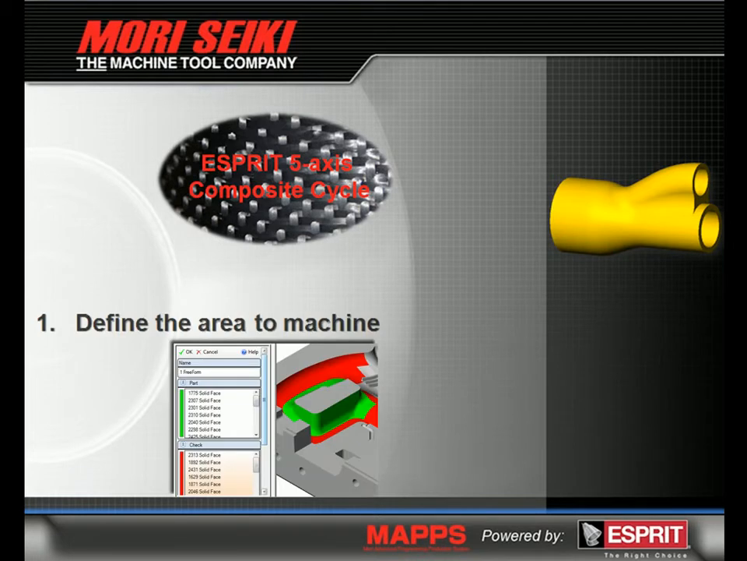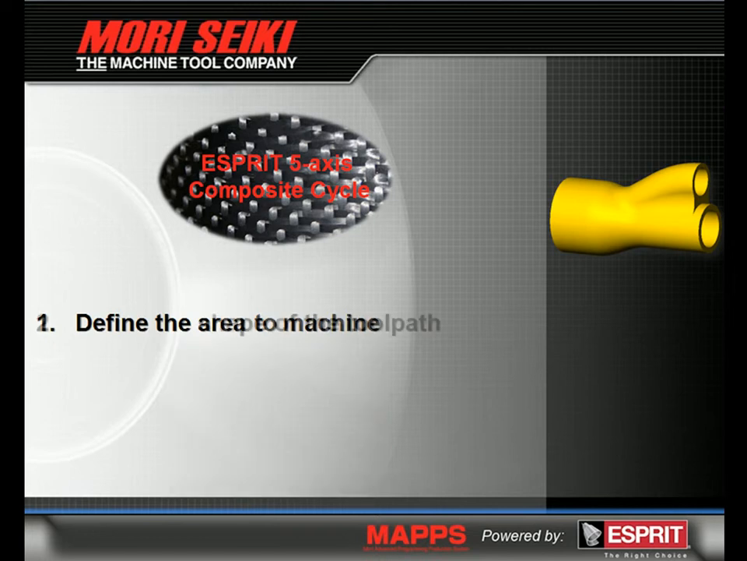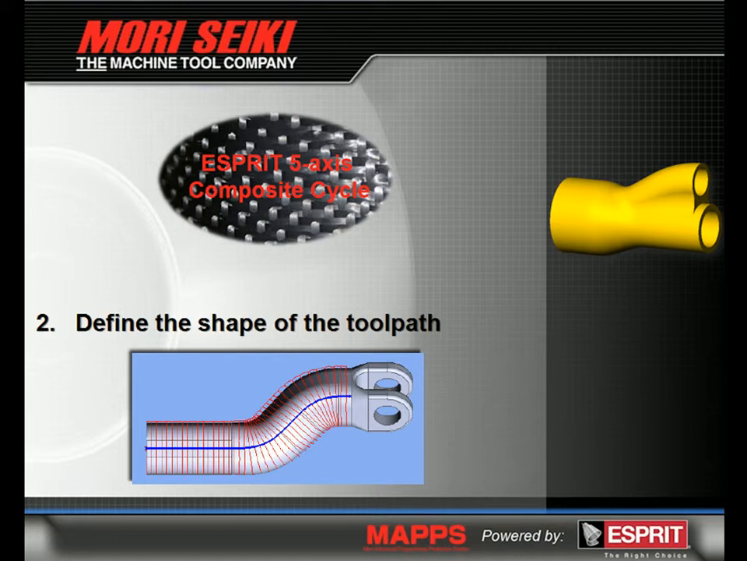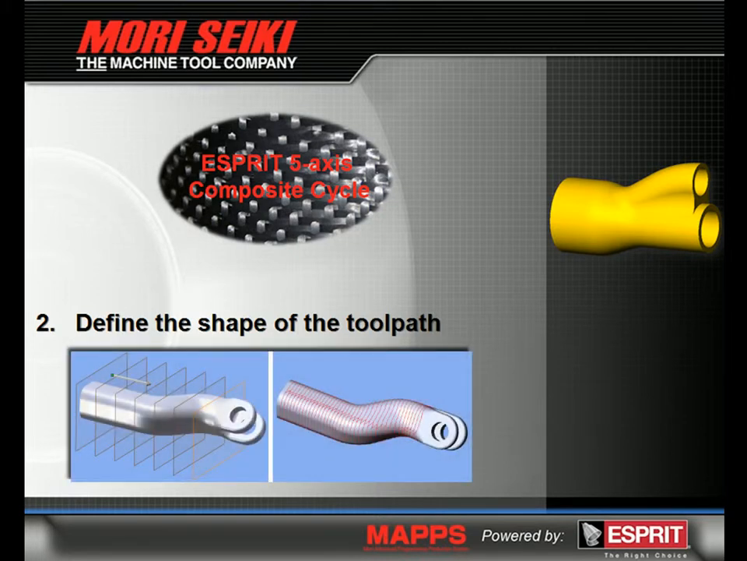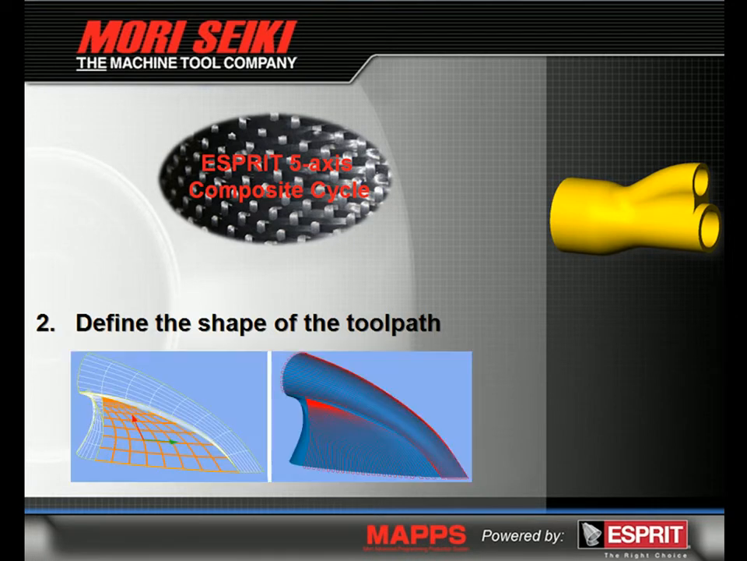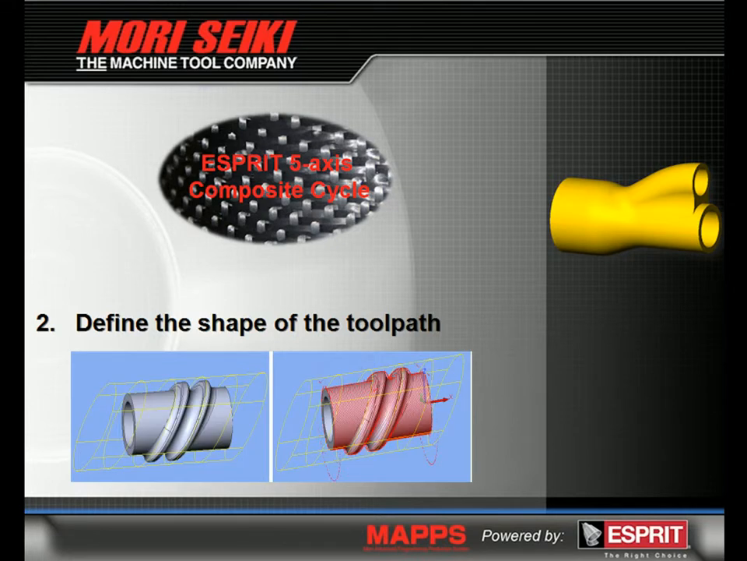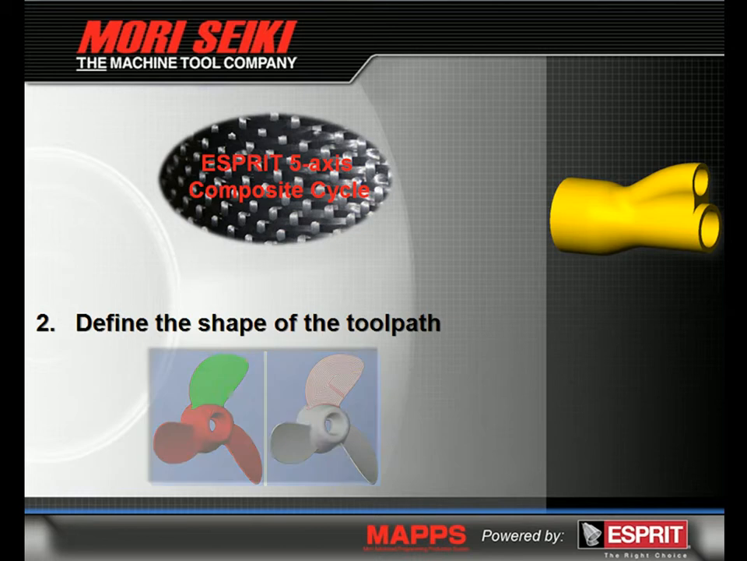Step 1 is to define the area to be machined. Step 2 is to define the shape of the tool path on the area that needs to be machined. For example, what do I want the tool path to look like on these areas? Do I want the tool to follow a parametric line of the surfaces, or maybe I want to cut in a back and forth or up and down motion, or I want to use the boundary of the surface as guides? So these are some various options that we have available that we want to choose from.